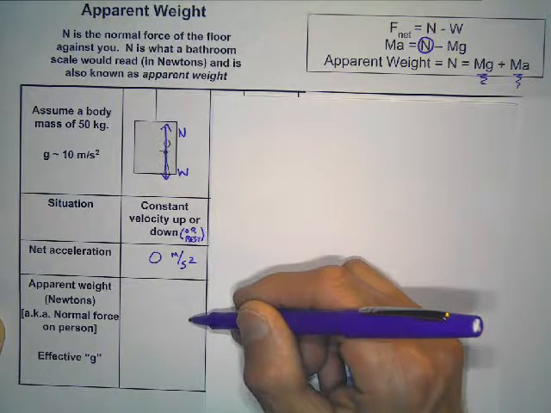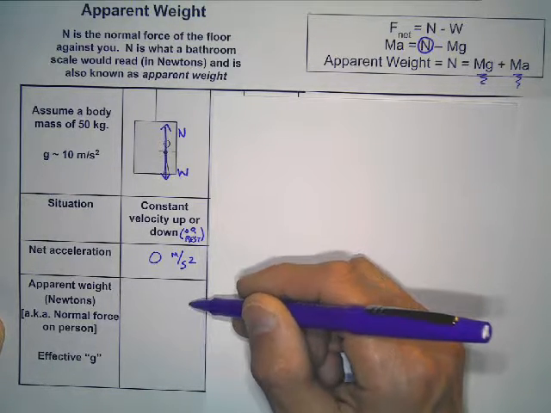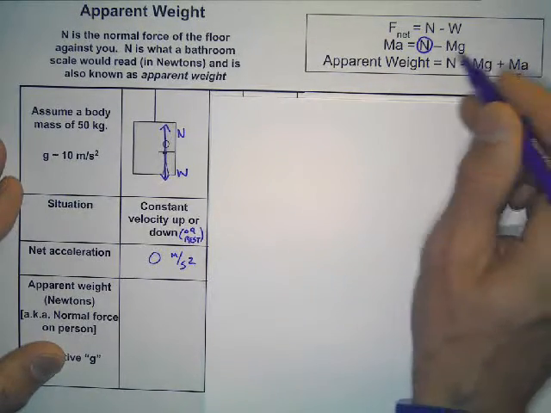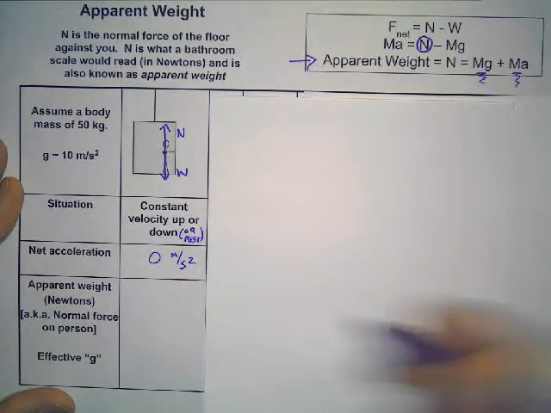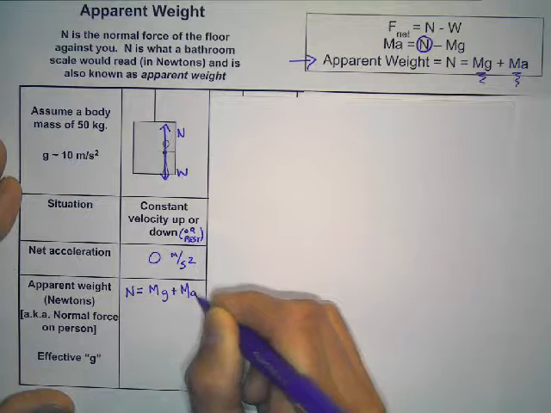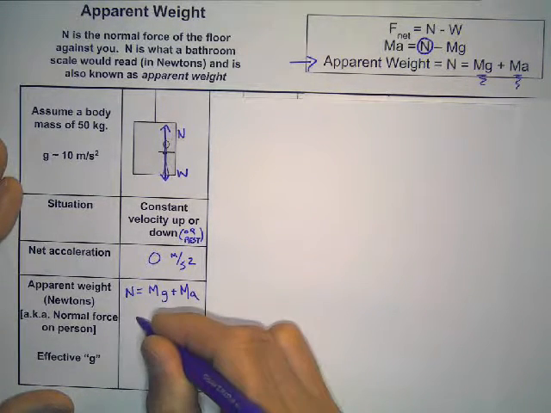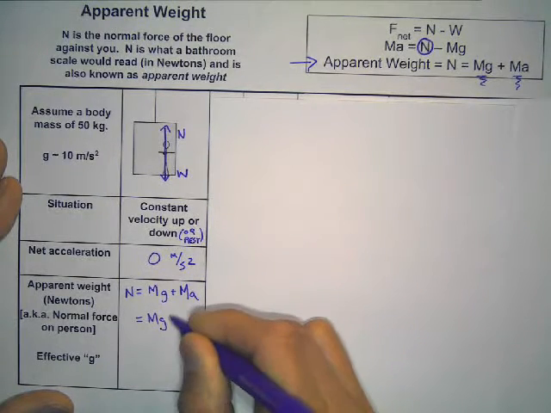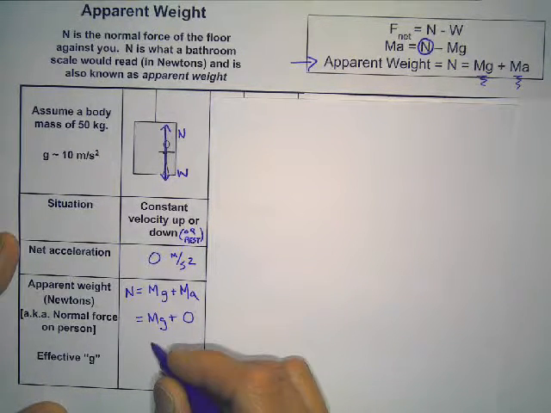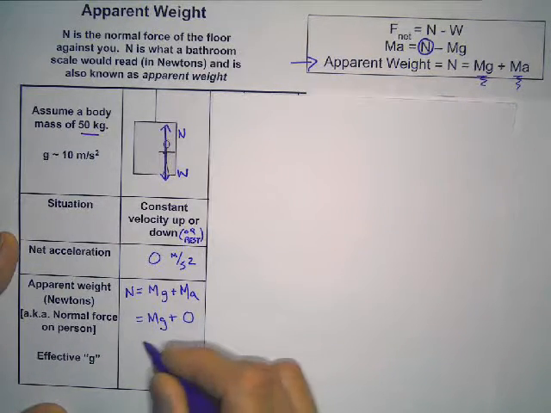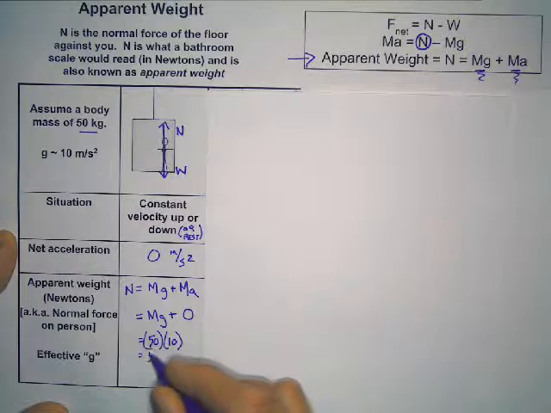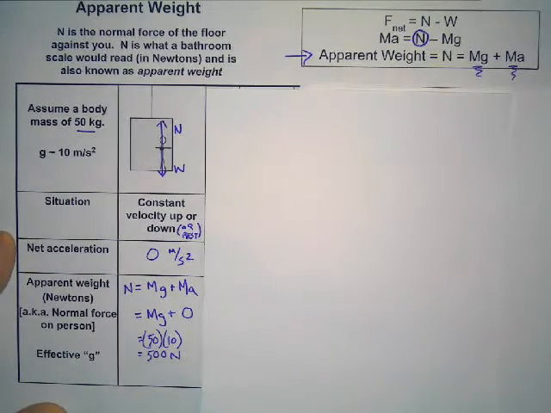So what would your apparent weight be in this situation? Can you think of that? What would it be? Probably it would just be equal to your normal weight, the weight that you typically feel. So let's come back and use our definition here, and the apparent weight is going to be equal to mg plus ma. And in this case, it's just going to be mg plus 0 because there is no acceleration. So let's see, for a person who has a mass of 50 kilograms at 10 meters per second squared for g, your apparent weight would be 500 newtons.